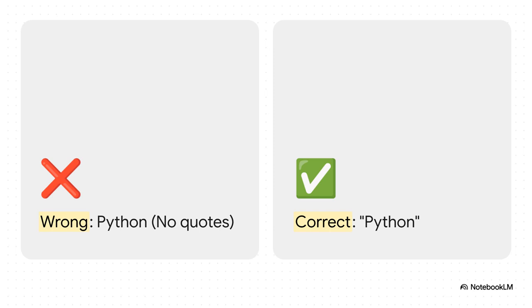Now, as you start experimenting, I want to give you a few guardrails, because there are a couple of very common ways beginners break their code. First up, forgetting quotation marks. If you type the word Python without quotes, Python actually thinks you're referencing a variable that doesn't exist, and it will immediately throw an error. So always use your quotes.